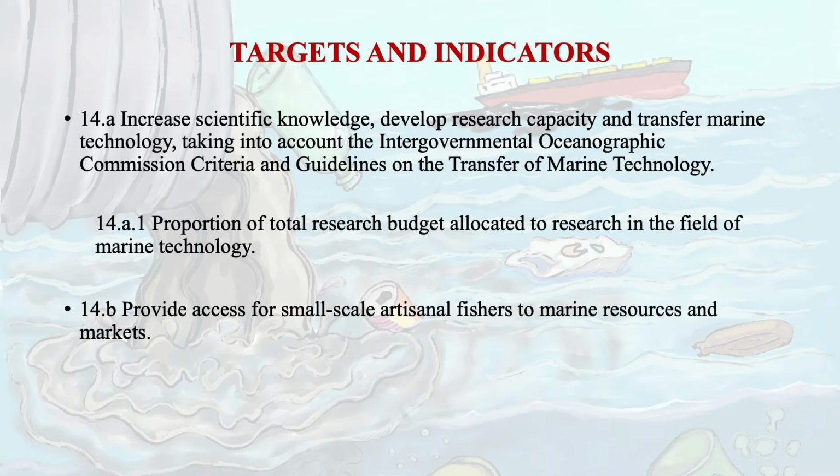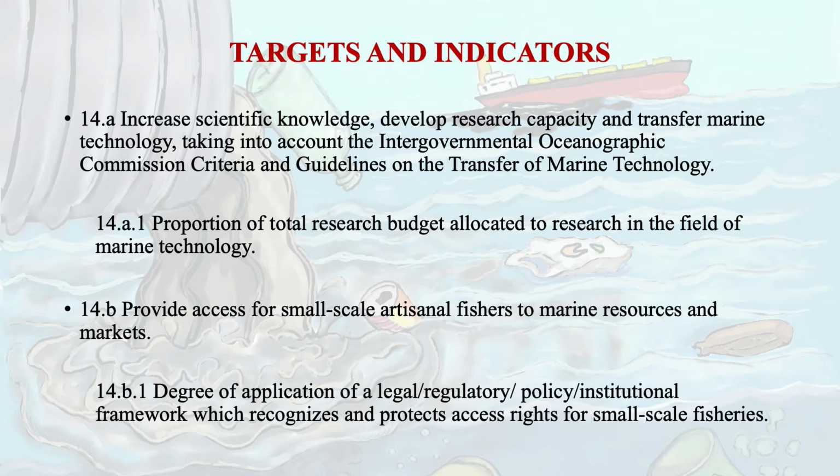And then next is target number 9. Provide access for small-scale artisanal fisheries to marine resources and markets. To look into this, the degree of application of a legal, regulatory, policy, or institutional framework which recognizes and protects access rights for small-scale fisheries is the indicator.